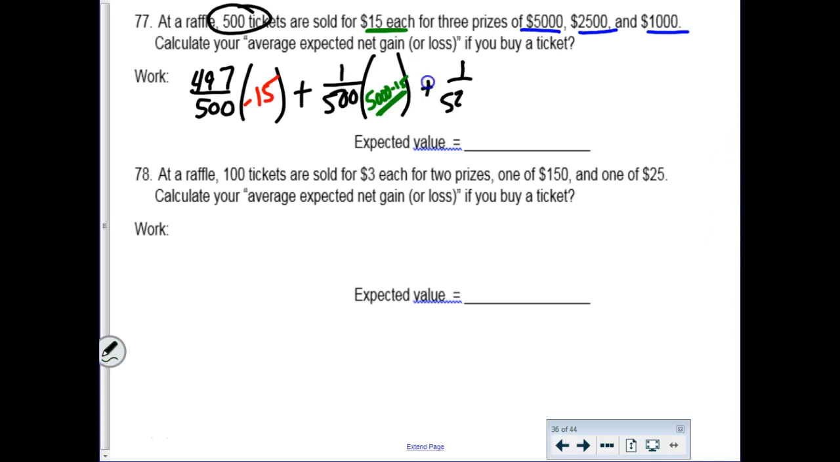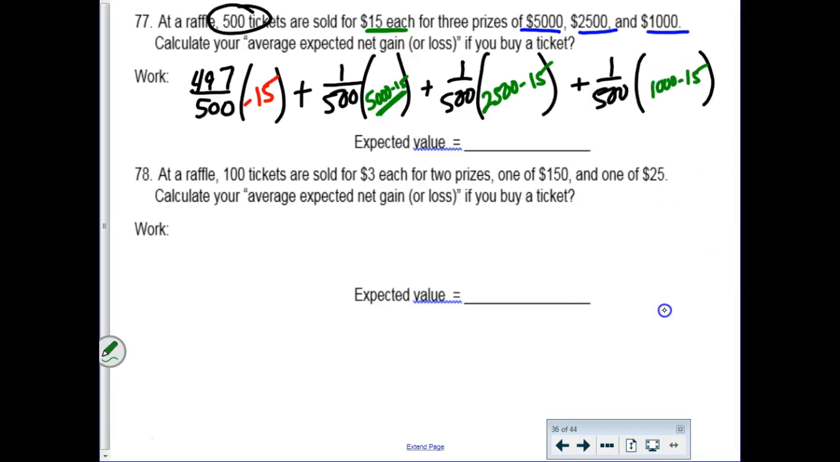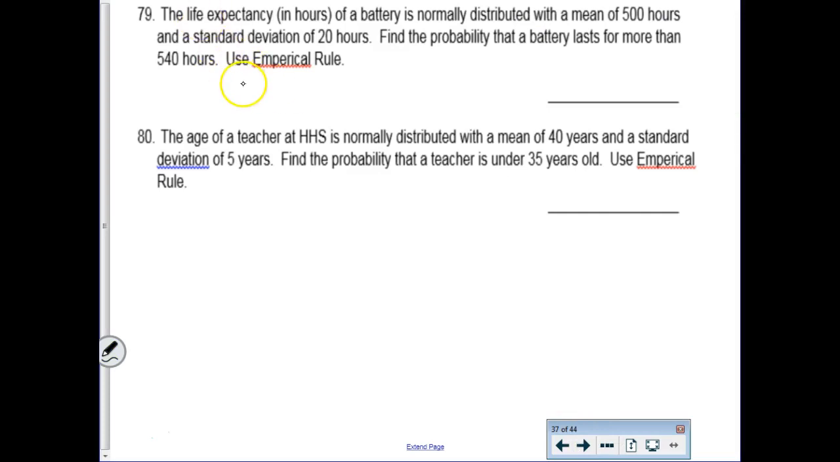And then you have a 1 in 500 chance of winning 2,500 but minus the $15. And then you have a 1 in 500 chance of winning $1,000 but minus the $15. So that can all be typed in my calculator exactly like it looks there. And I feel like we're out of gas at this point. It's finals. Maybe double check your work. It's your first final, so it's the best final. I get you.